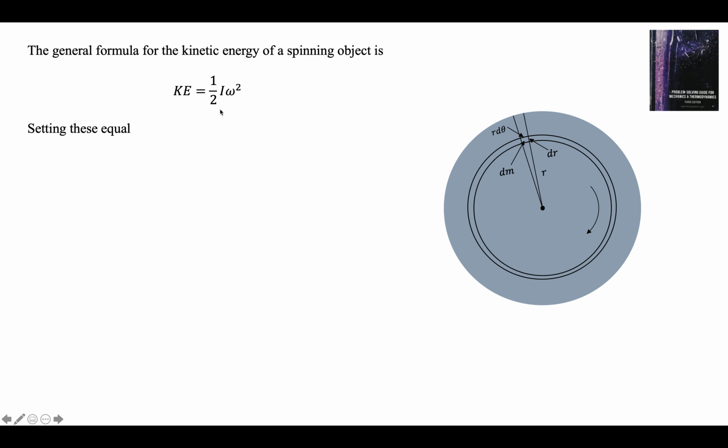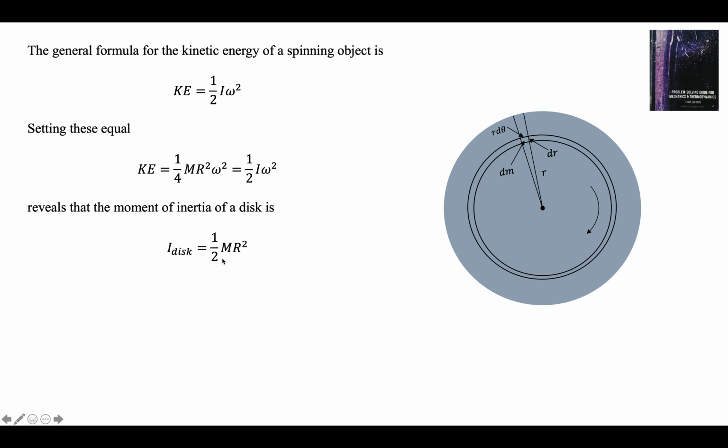So we can set our result 1/4 m r squared omega squared equal to the general formula and pull out the I. So the omega squareds cancel. I got a 1/4 and a 1/2. That makes a 1/2 over here. So I is 1/2 m r squared. The moment of inertia of a disk is 1/2 m r squared.